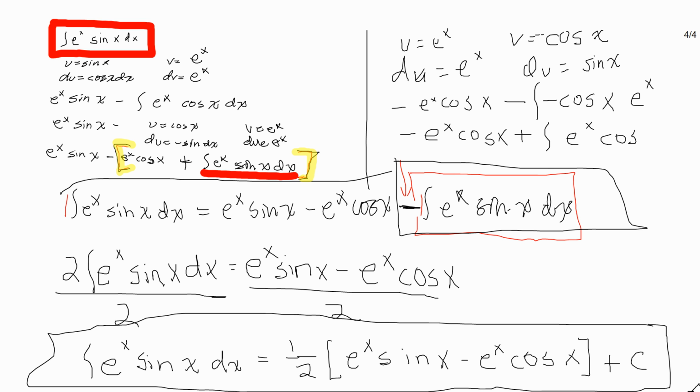Now, what did we do here? We used e to the x here. We're going to use e to the x here. So, and we're going to erase this.